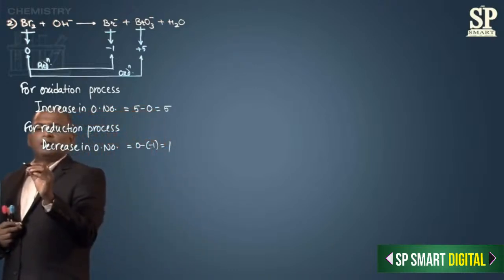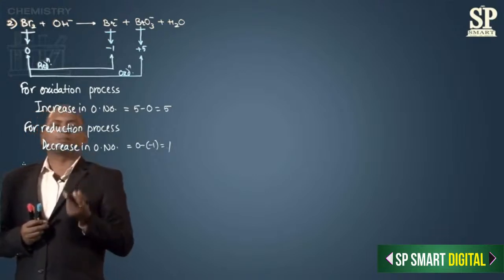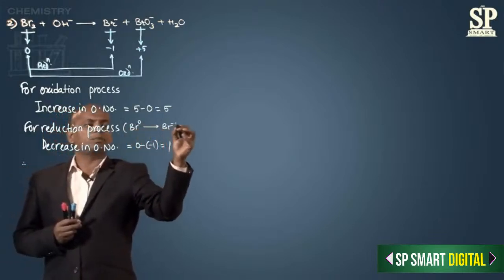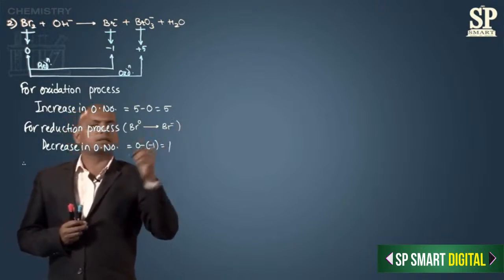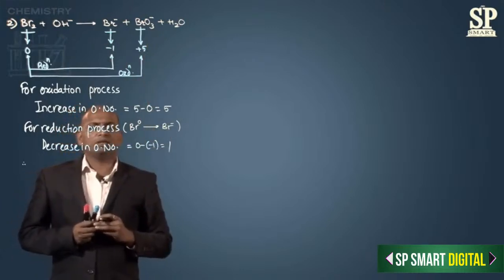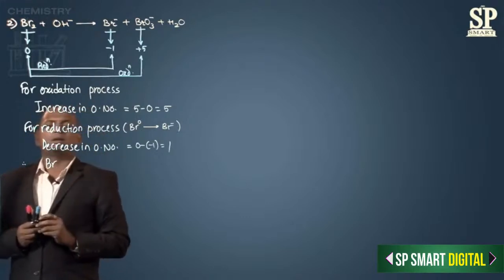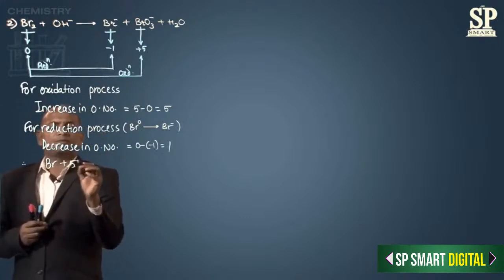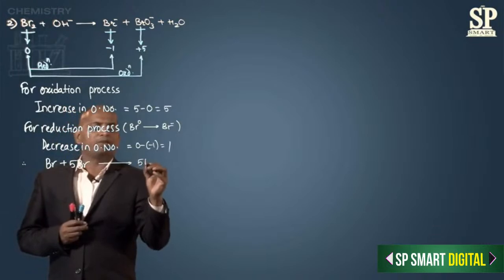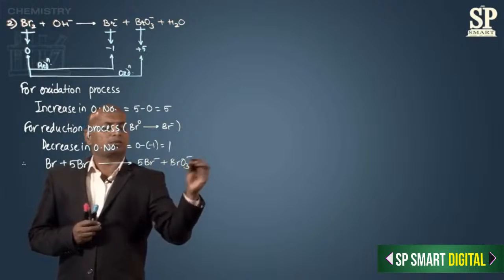So I am writing, therefore, where is the reduction process? The reduction process is Br0 changes to Br minus 1. So multiply this by 5 and hence write the reaction. So what is the reaction we have? We have a reaction Br plus 5Br gives you 5Br minus plus BrO3 minus.